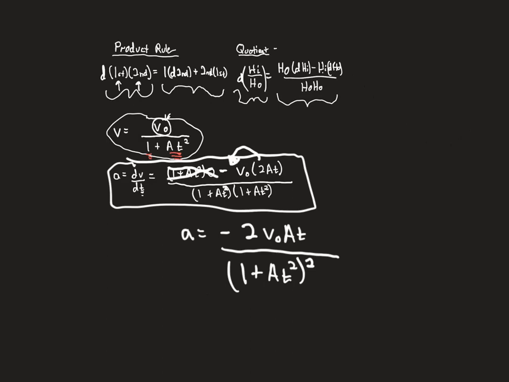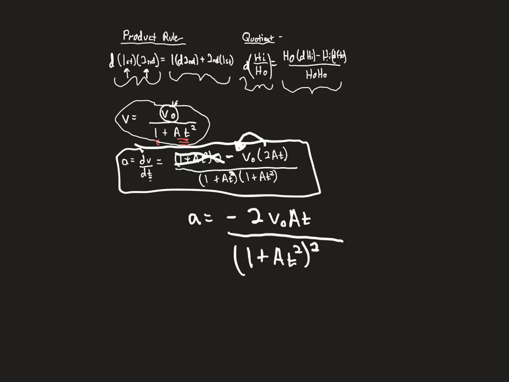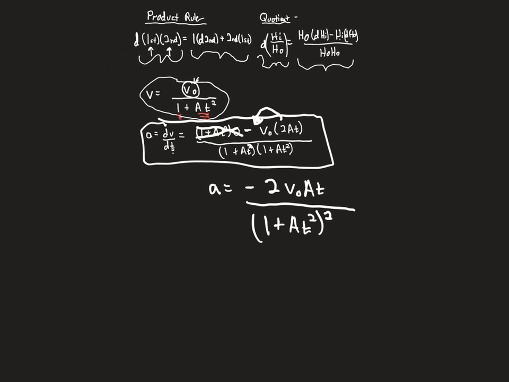I could also do this problem using the product rule. And I mentioned this in a discussion board question that somebody asked in chapter 1. So how would I do that? Well, I would rewrite my original equation. My v equals v naught over 1 plus a times t squared.